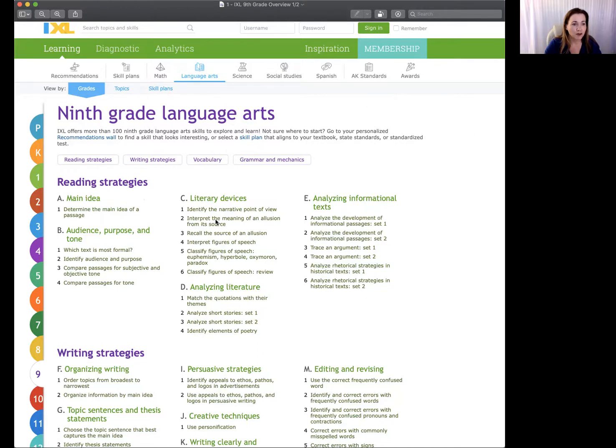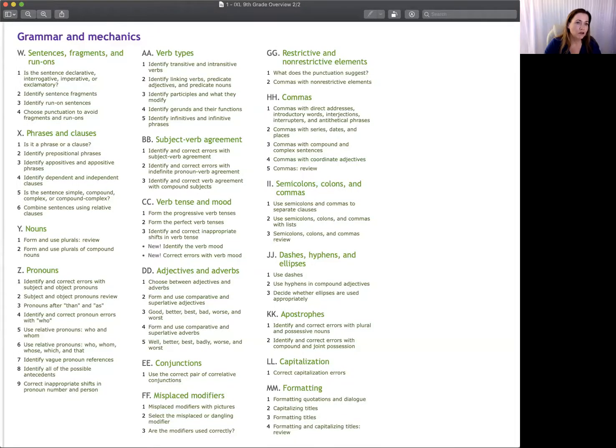If you look at the top of this, you see there's reading strategies, writing strategies, vocabulary, and grammar and mechanics. We'll be using the grammar and mechanics practice problems after each lesson. Okay, so here you see the grammar and mechanics section for 9th grade. When you go to the language arts portion, you just scroll all the way down to the grammar and mechanics section. If you want to pause the video and take a minute and look at all of the concepts that there are practice problems for once you've done a lesson.